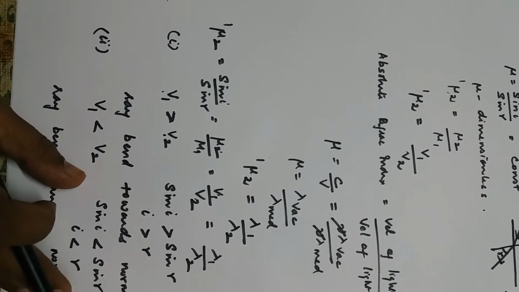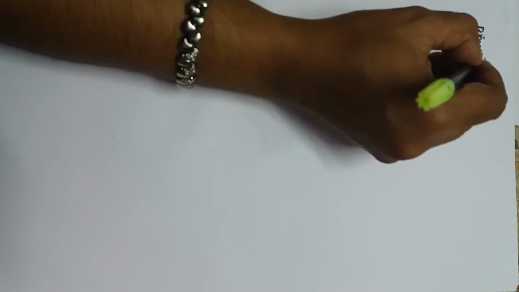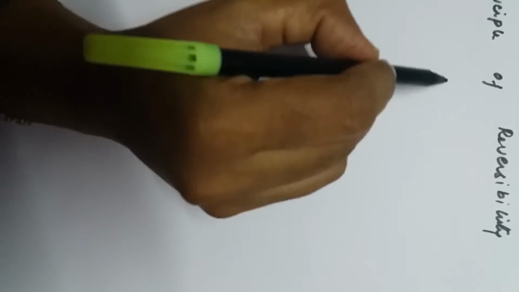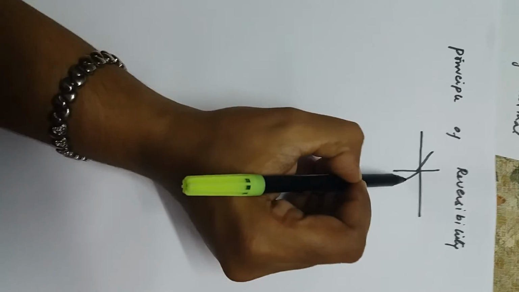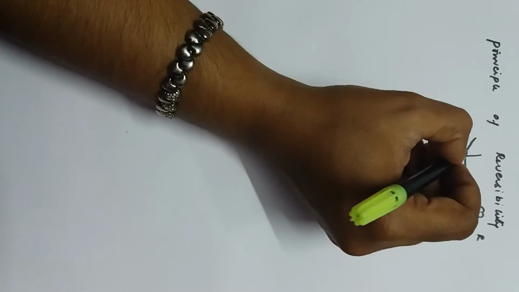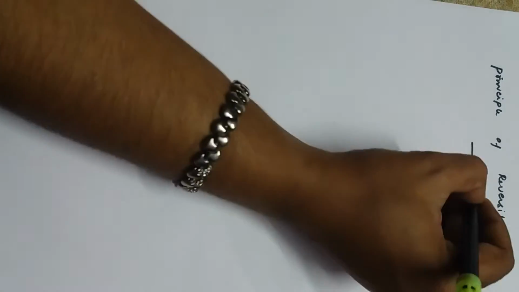Moving on to the next one, that is the principle of reversibility of the light ray. When a light ray undergoes refraction, or travels from one medium to another medium, as is the case from a rarer to a denser medium, it bends towards the normal. The light ray can also go from the denser to the rarer medium along the same path.